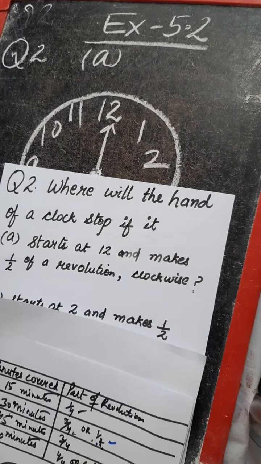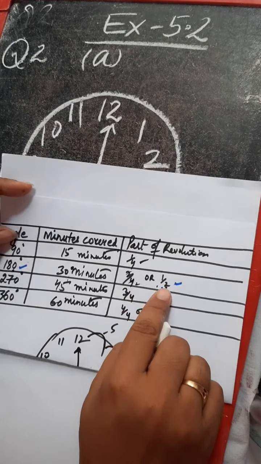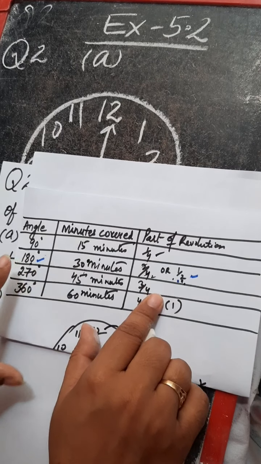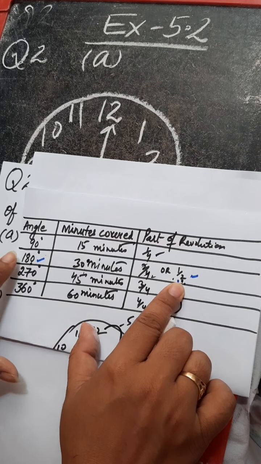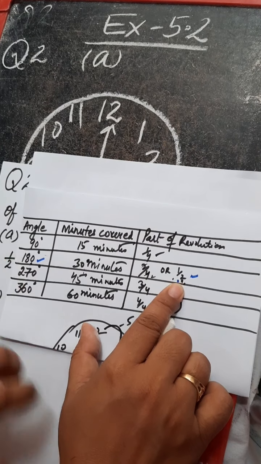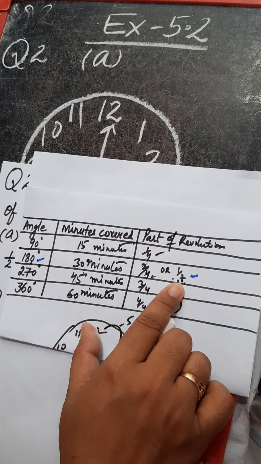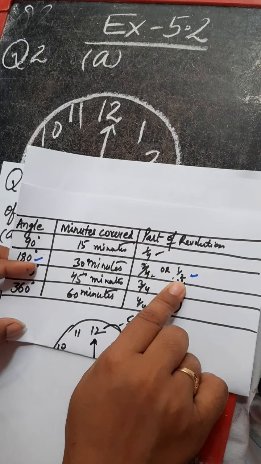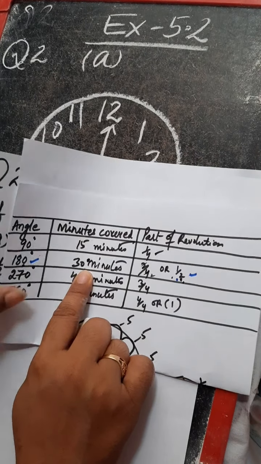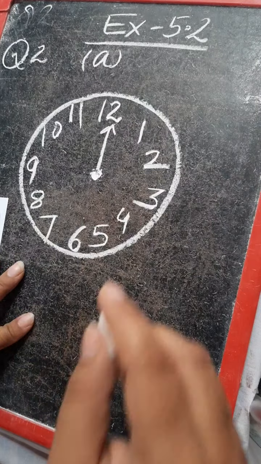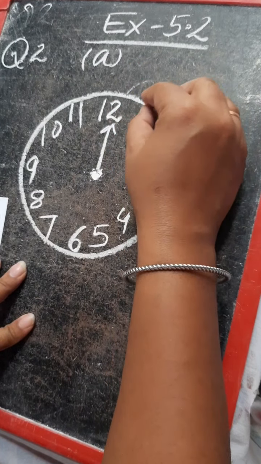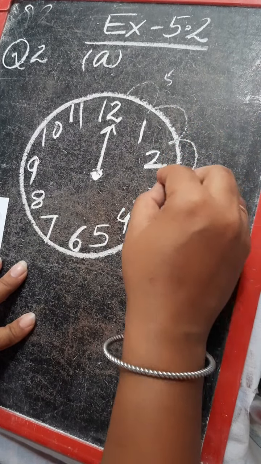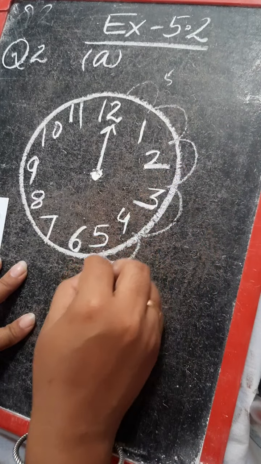of a revolution. Now here half of a revolution means it covered 30 minutes, or we can simply say half of a revolution means it makes an angle of 180 degrees. There are ways to remember all the things, it's up to you. Now if we have half a revolution, then it means minutes covered are 30. If minutes covered are 30, then this is 5, 10, as we know 5, 10, 15, 20, 25, 30.